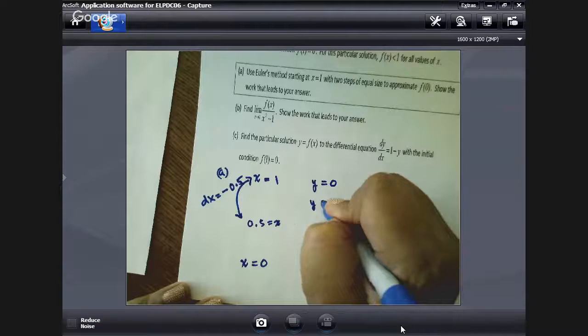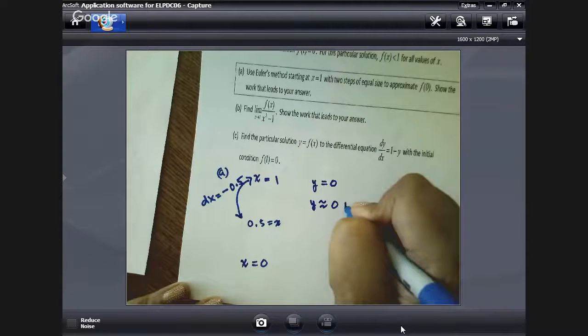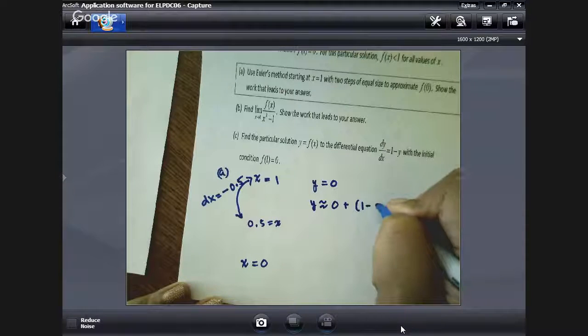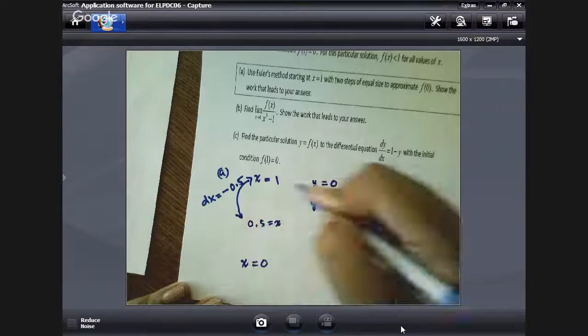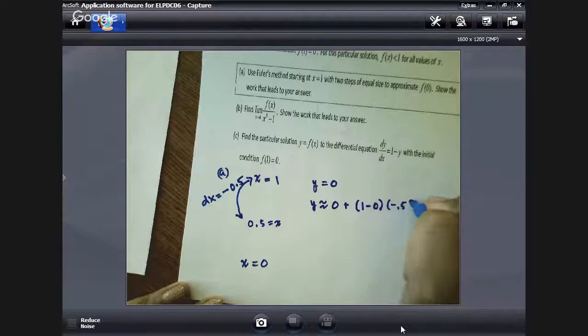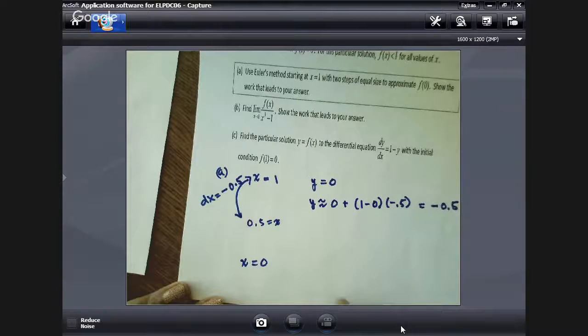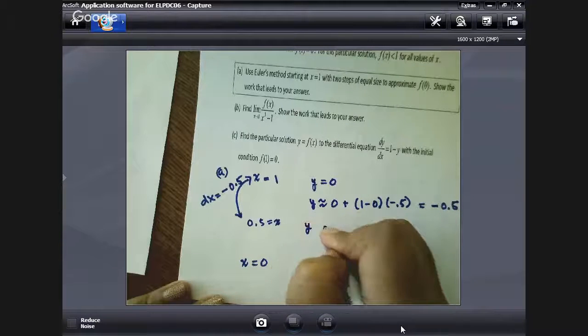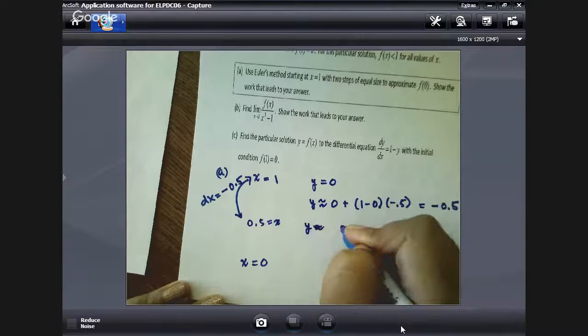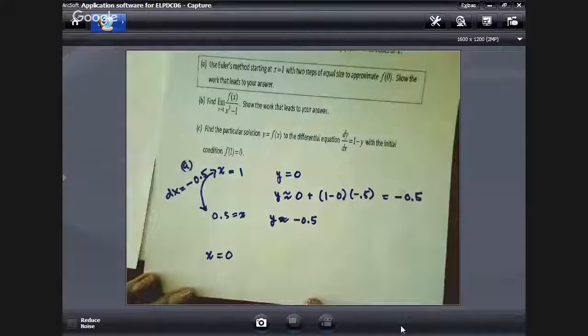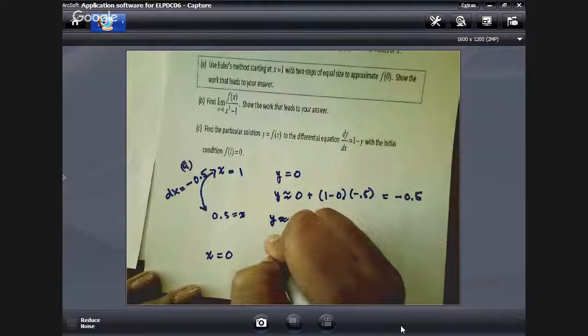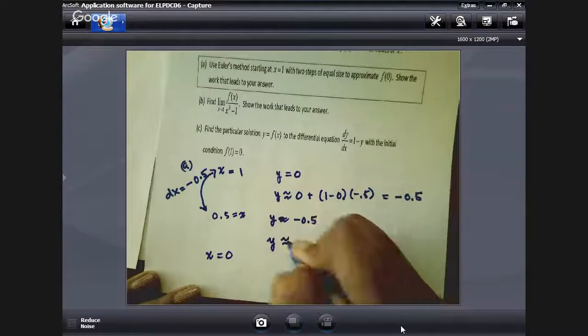So my new y value will be my old y value plus dy/dx, which is 1 minus my old y value, times dx, which is negative 0.5. So my new y value is actually negative 0.5. Easy enough. So when x is 0.5, y is about negative 0.5. That's one iteration.